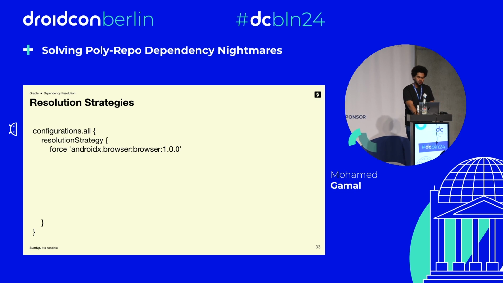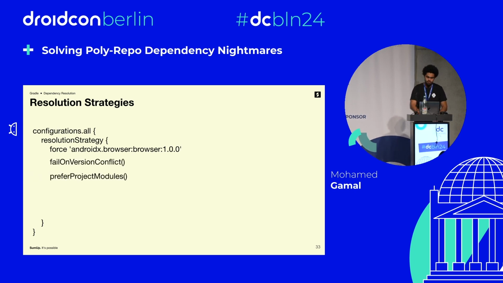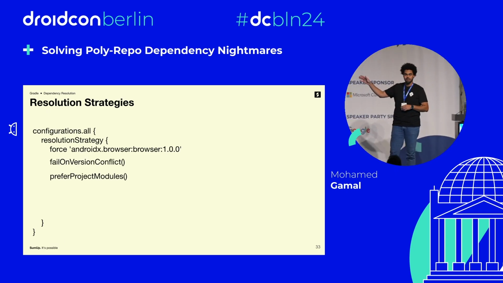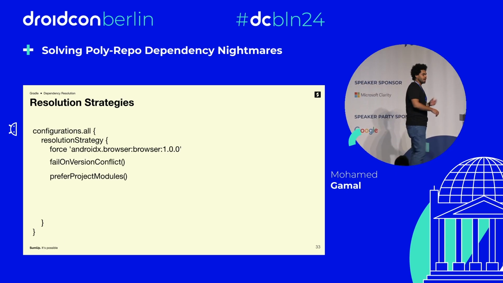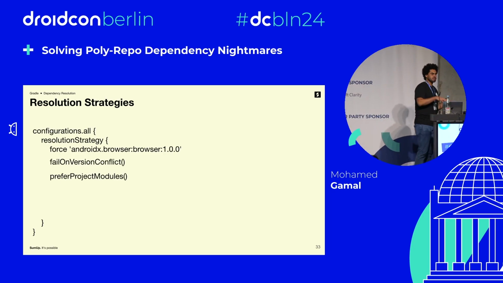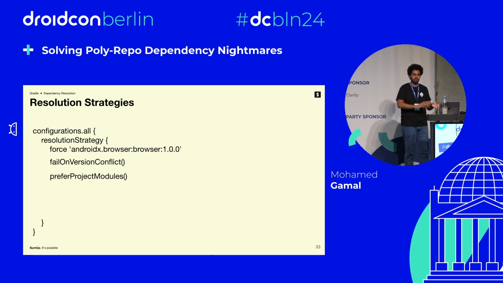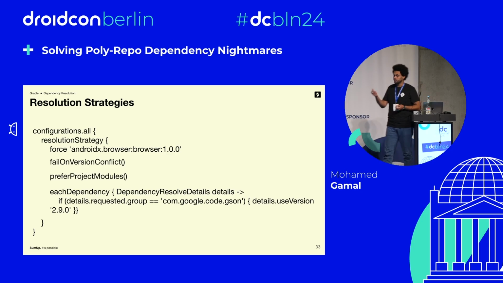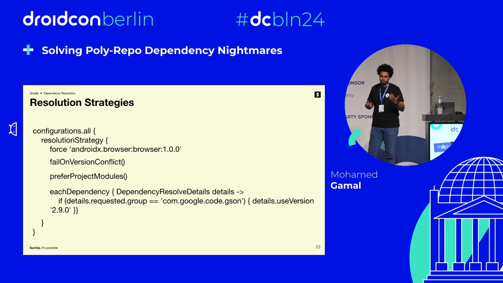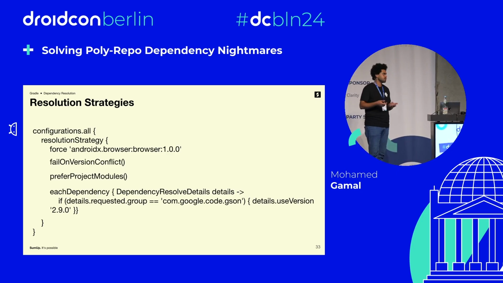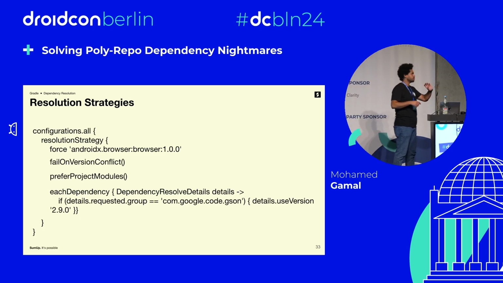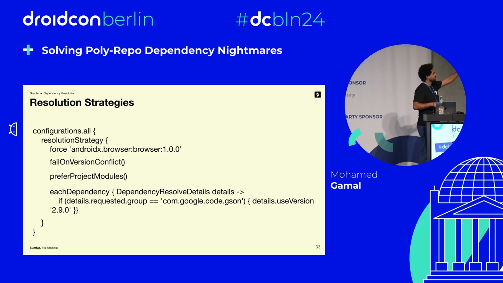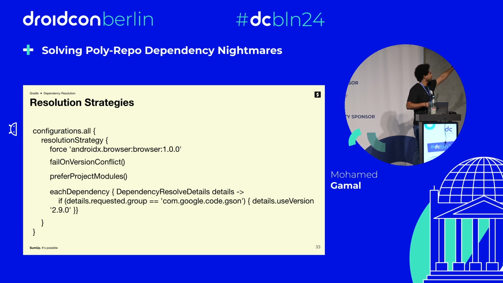What are the other resolution strategies? There is fail on version conflict. Whenever there is a version conflict, it will fail the build. It will not even start the build. And there is also prefer project modules, which will use the versions in your modules, not the transitive dependency versions. And there is another thing you can choose by the group of the dependency. For example, for the group com.google.code.json, you can force this version for the whole group, meaning that whatever dependency comes from this group, it's always 2.9.0.